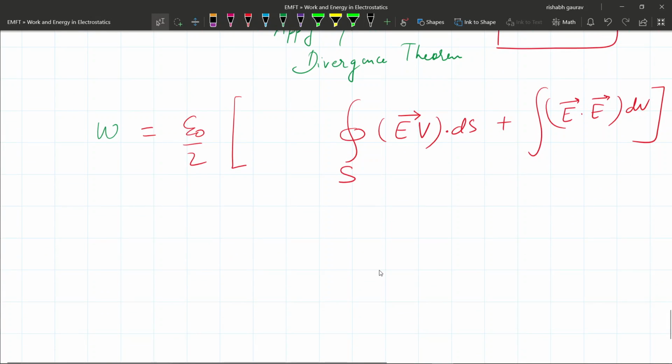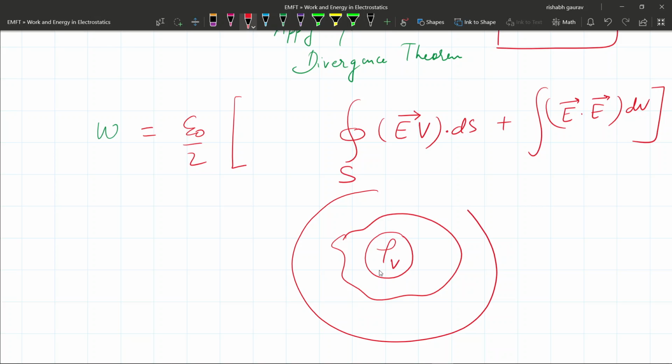Now let us consider a continuous charge configuration whose volume charge density is given by rho v. Let us consider a smooth Gaussian surface whose volume is V and bounded by the surface S. This is a closed surface. Now let's say all the charges in the universe are present inside this Gaussian surface.